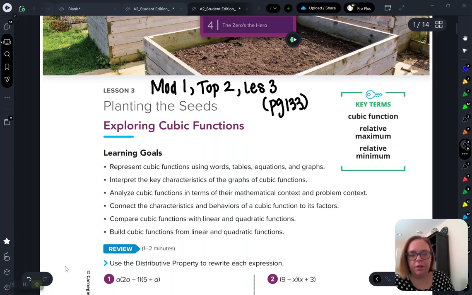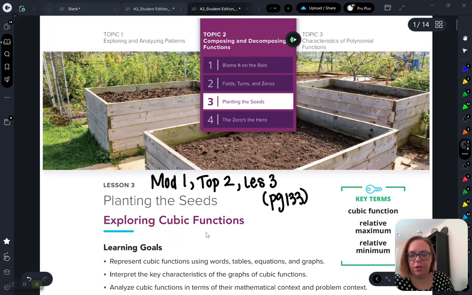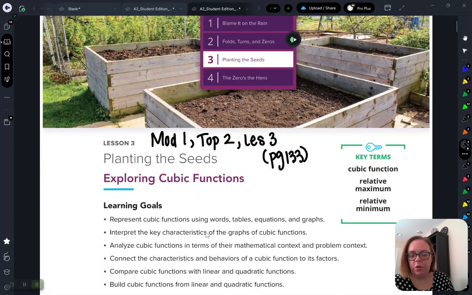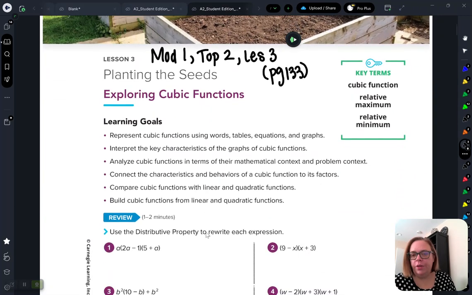Welcome everybody. This is a lesson for Algebra 2 on Module 1, Topic 2, Lesson 3, which is on exploring cubic functions. And so we are on page 133 of your book.